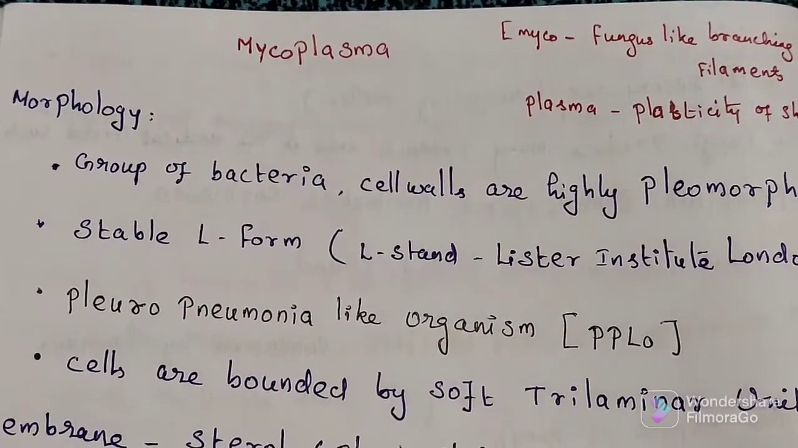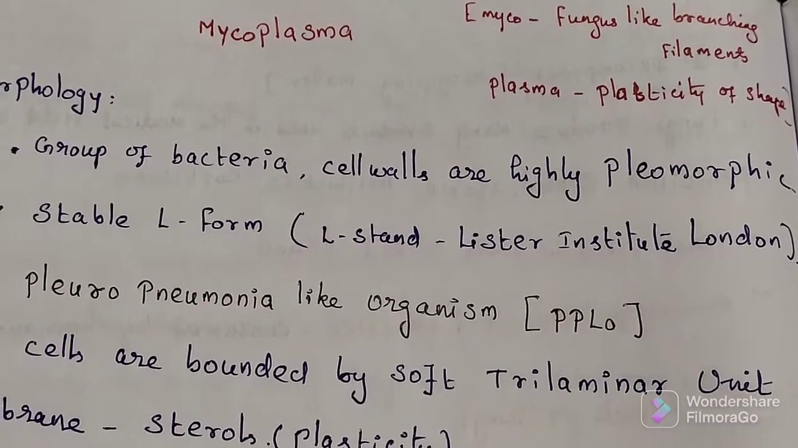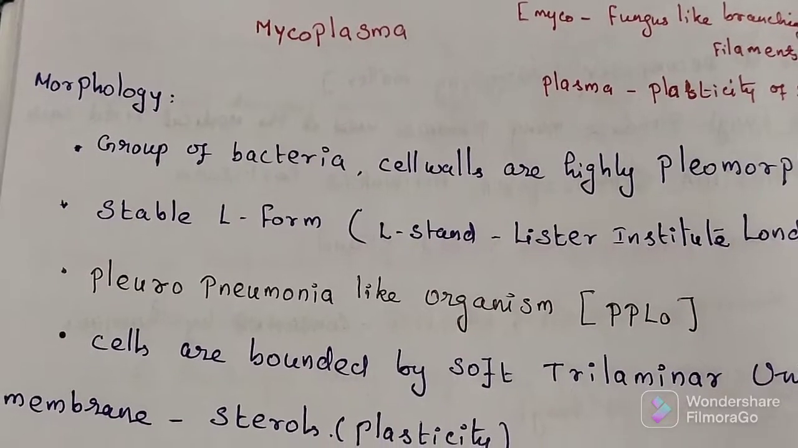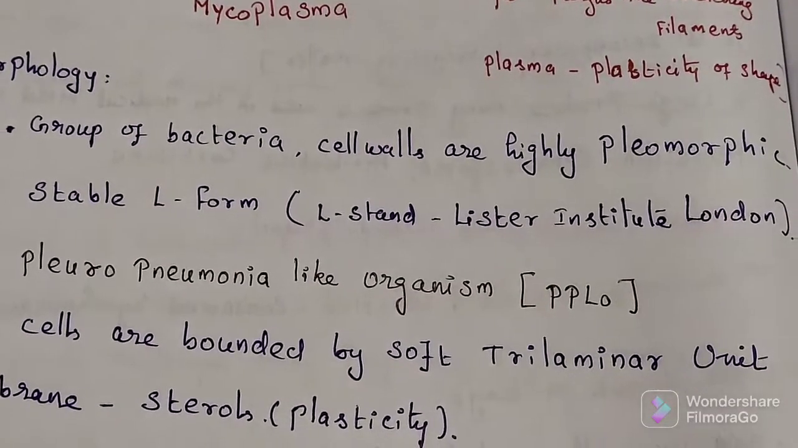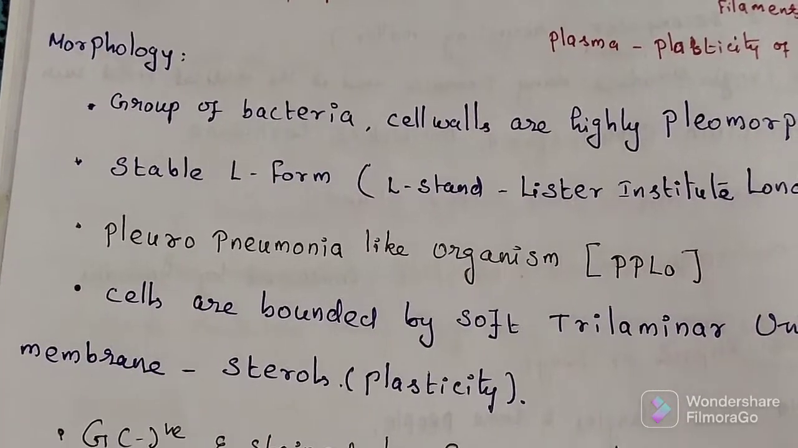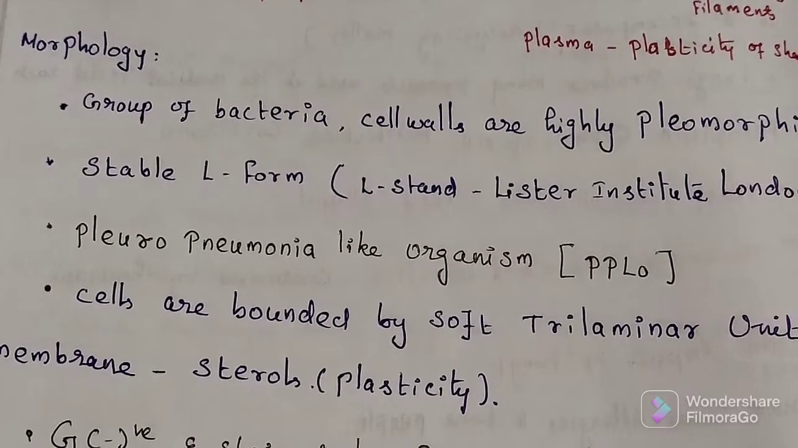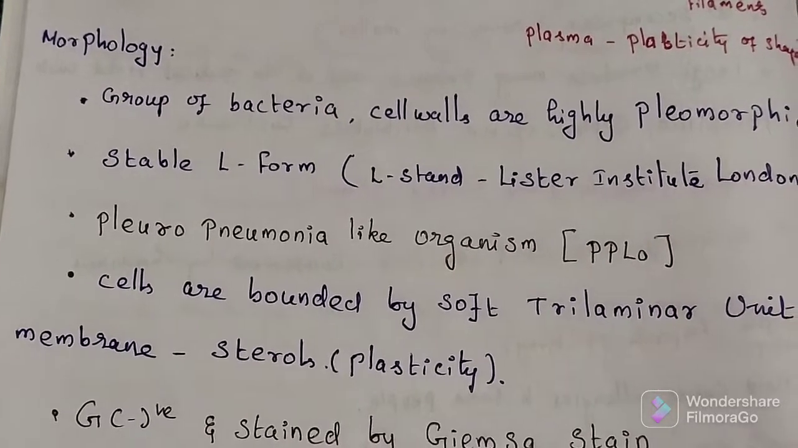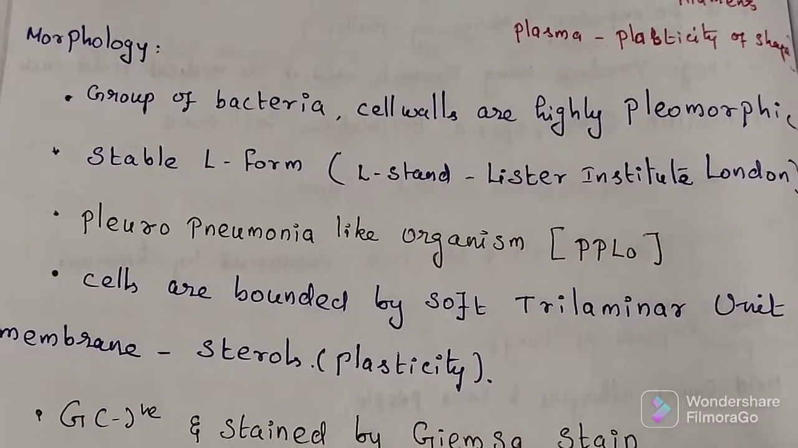Mycoplasma is a group of bacteria which are devoid of cell wall. That means they are highly pleomorphic in nature. They are called stable L form. L stands for Lister Institute, London. Mycoplasma are also called pneumonia-like organism, PPLO. Here the cells are bounded by a soft trilaminar unit membrane which contains sterols, which give the plasticity.